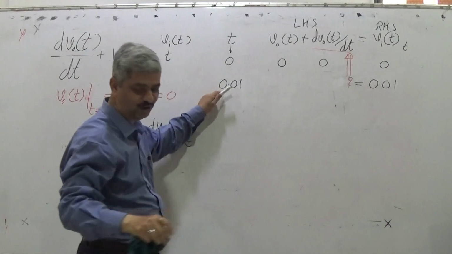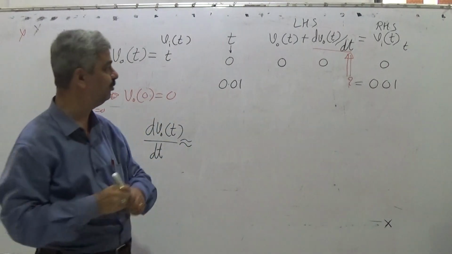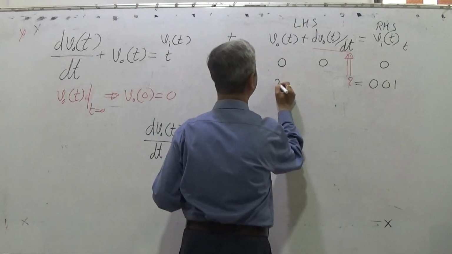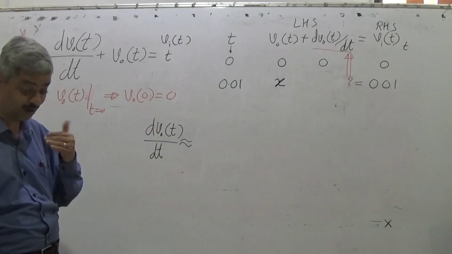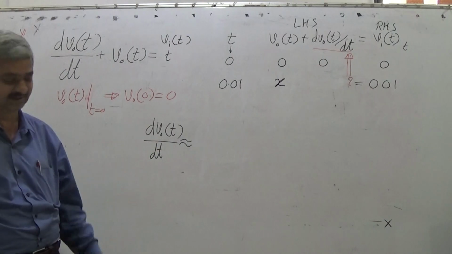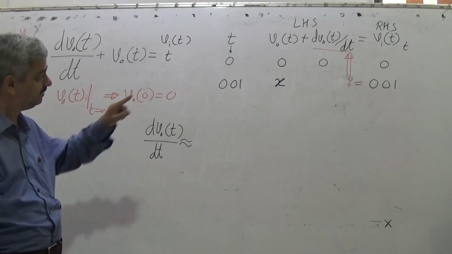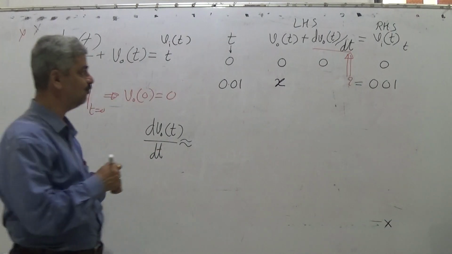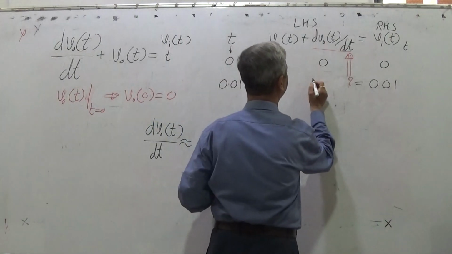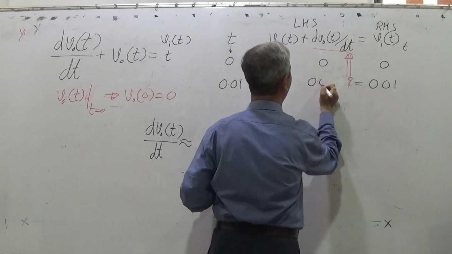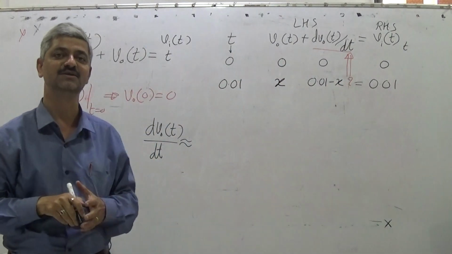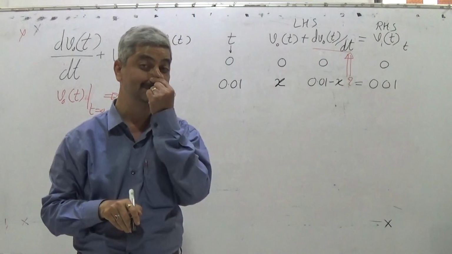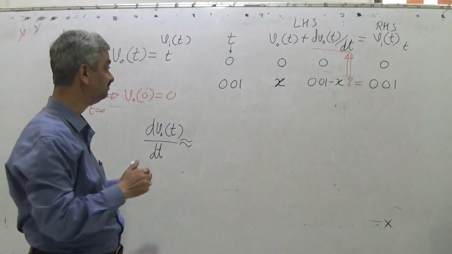At t equal to 0.01, you can assume the output to be x. So what would this be? This would be 0.01 minus x. That is quite obvious. And what should we have?